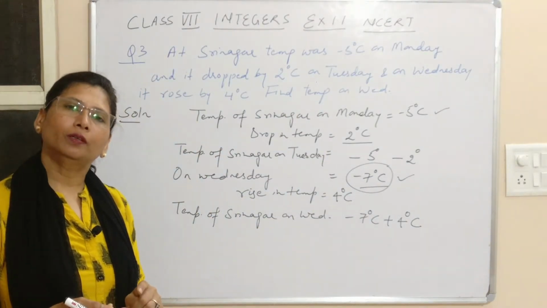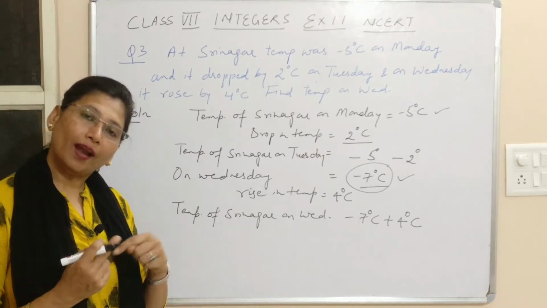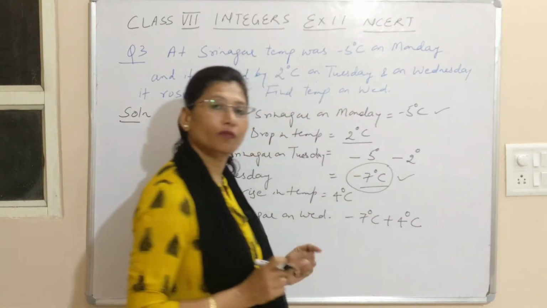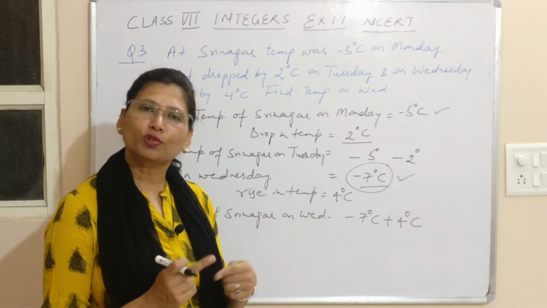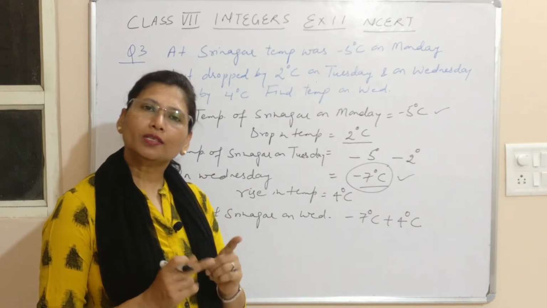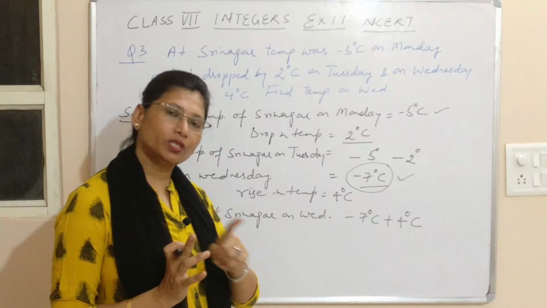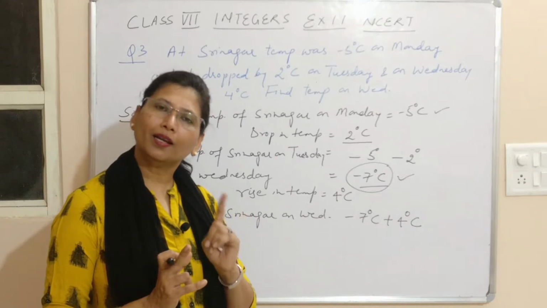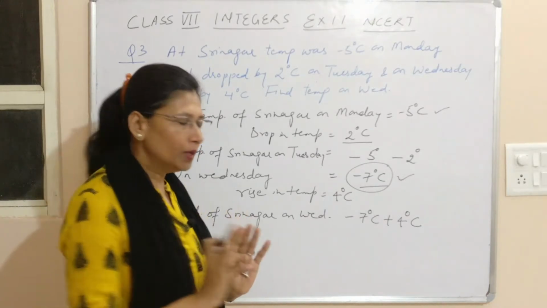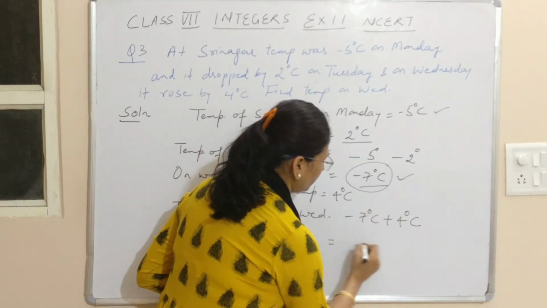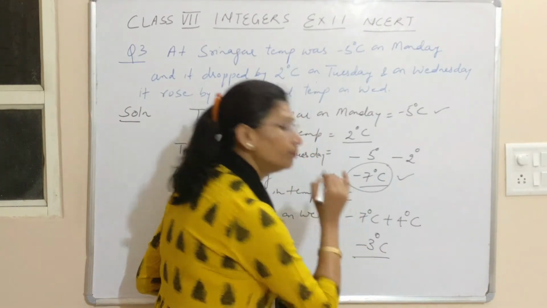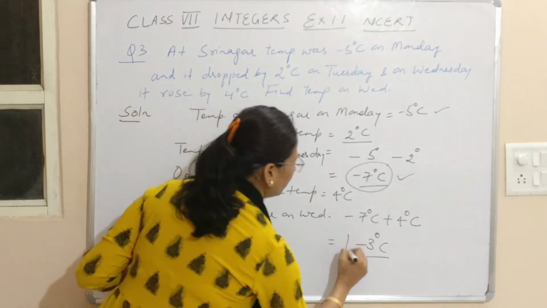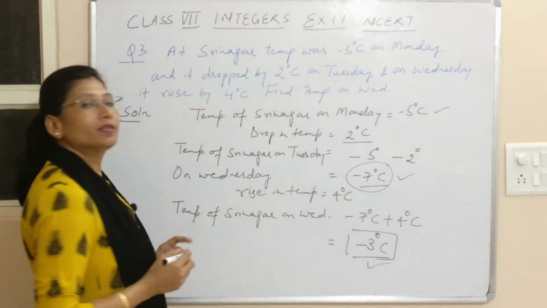Now here, if you remember, I have told you that whenever we are adding integers of different signs, like one integer is negative and the other is positive, there is a difference. We take the difference of both the numbers, and the sign of the result is the sign of the bigger integer. So 7 is your bigger number and it carries a negative sign. We subtract 7 minus 4, which is 3. And what is the sign of the answer? Minus 3 degrees Celsius. So this is the temperature of Srinagar on Wednesday. That is our solution.